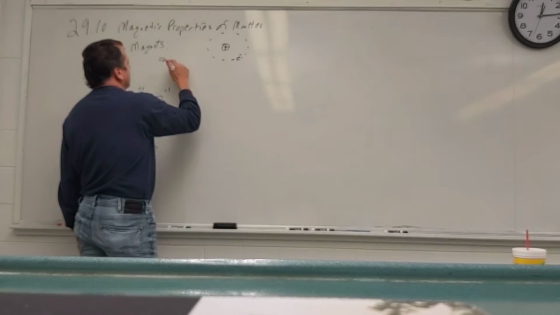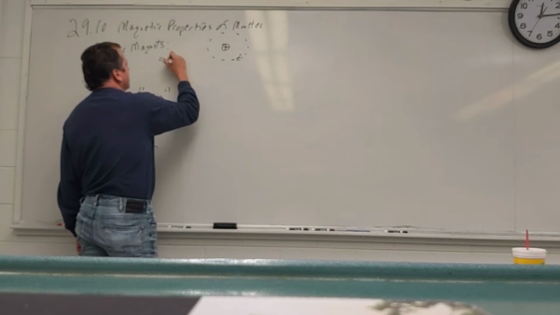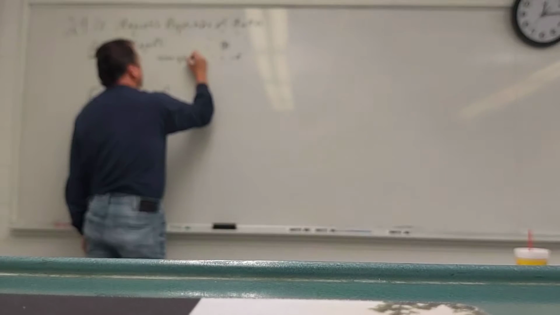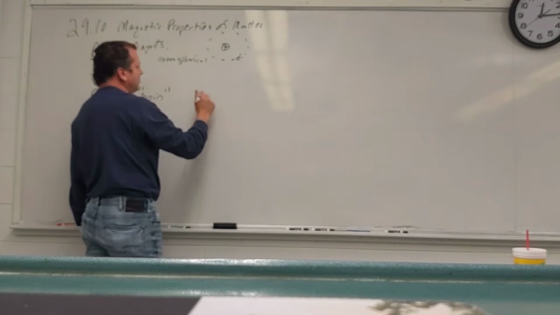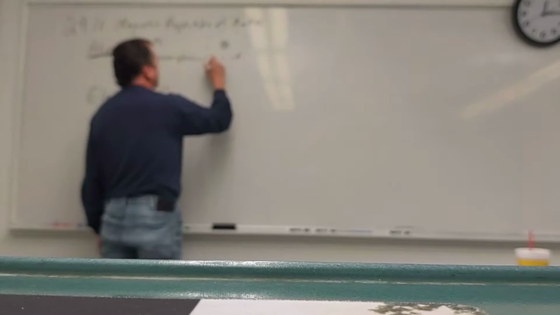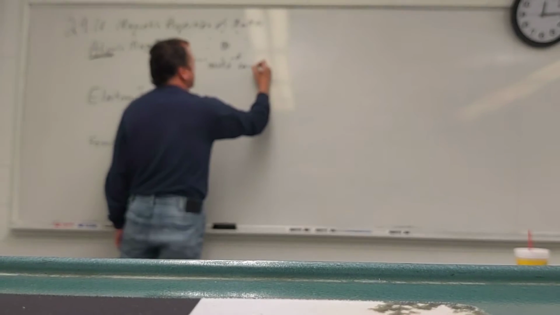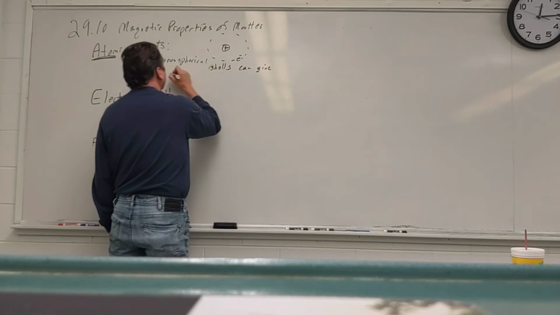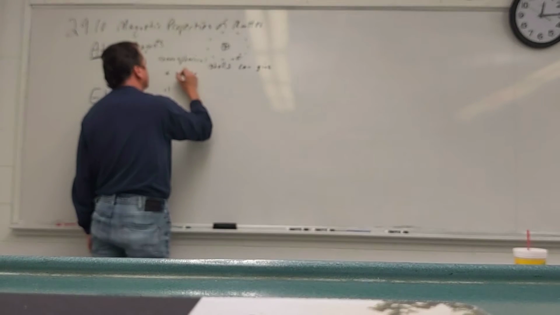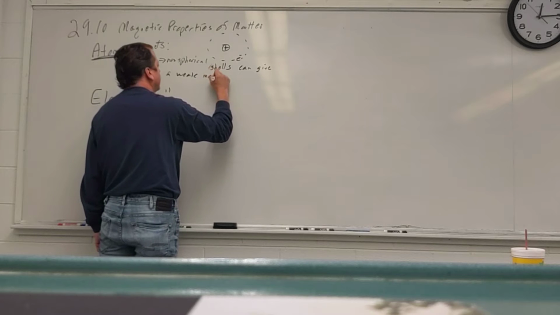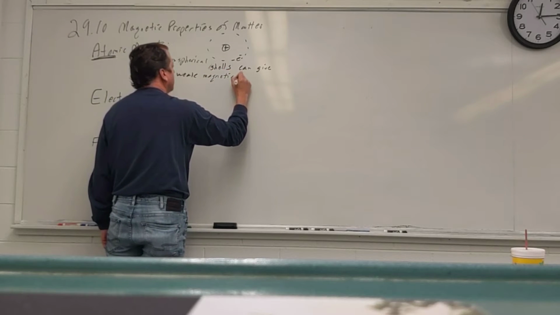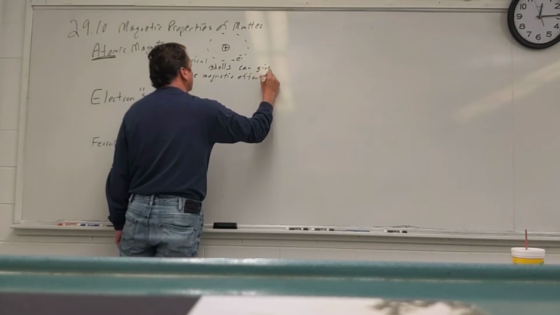And if you want to think about this, non-spherical shells can give a weak magnetic effect shown.